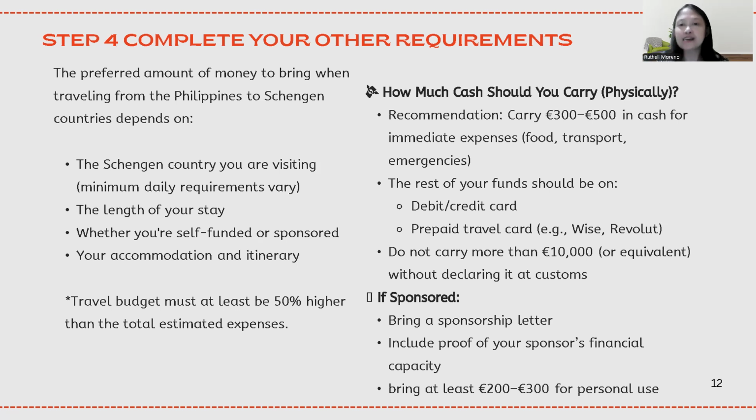And how much cash should you carry physically? The recommendation is you have to carry 300 to 500 euros in cash for immediate expenses, such as food or transport or emergencies. And the rest of your funds should be in your debit or credit card, your prepaid travel cards, and do not carry more than 10,000 euros or equivalent without declaring it at the customs.